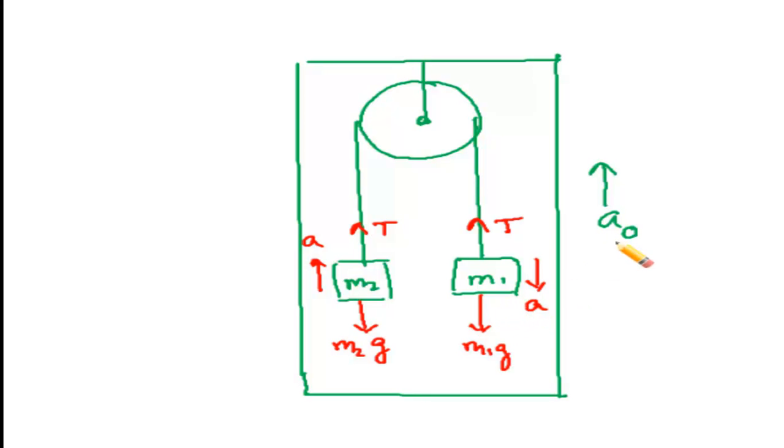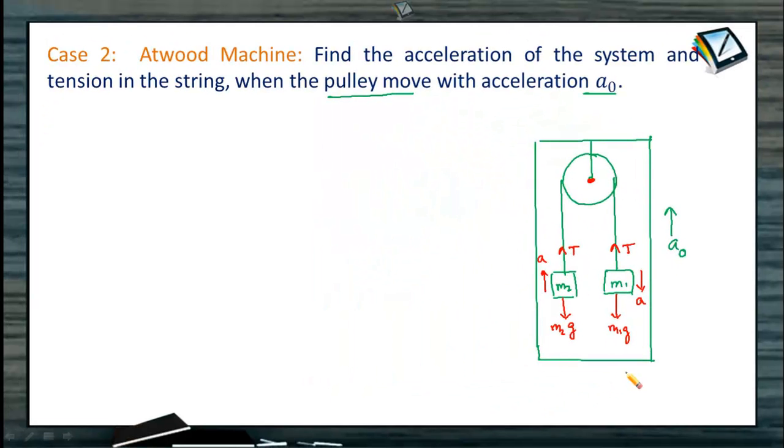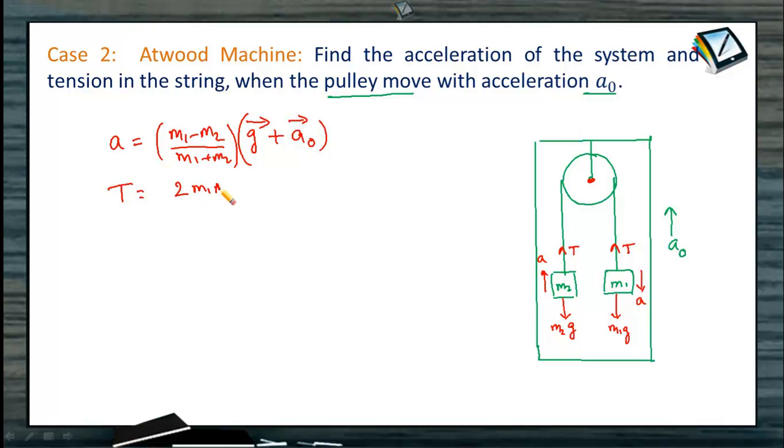So, the equation with respect to the acceleration, the pulley system, since it is moving with an acceleration A0, we can consider the acceleration of this body, the net resultant acceleration which we have studied earlier, as A equal to M1 minus M2 divided by M1 plus M2 into G. Now we can write this in terms of vector notation as G vector plus A0 vector, and tension in the string as 2 M1 M2 divided by M1 plus M2 into G vector plus A0 vector.